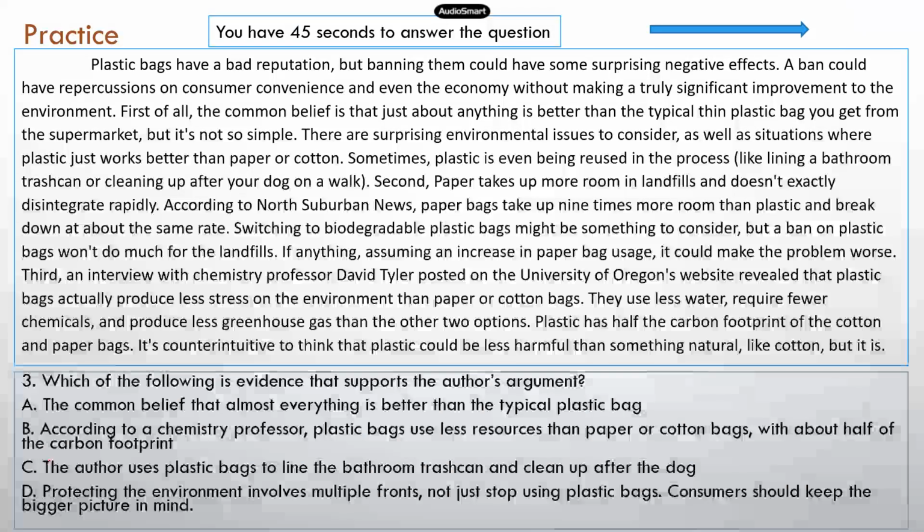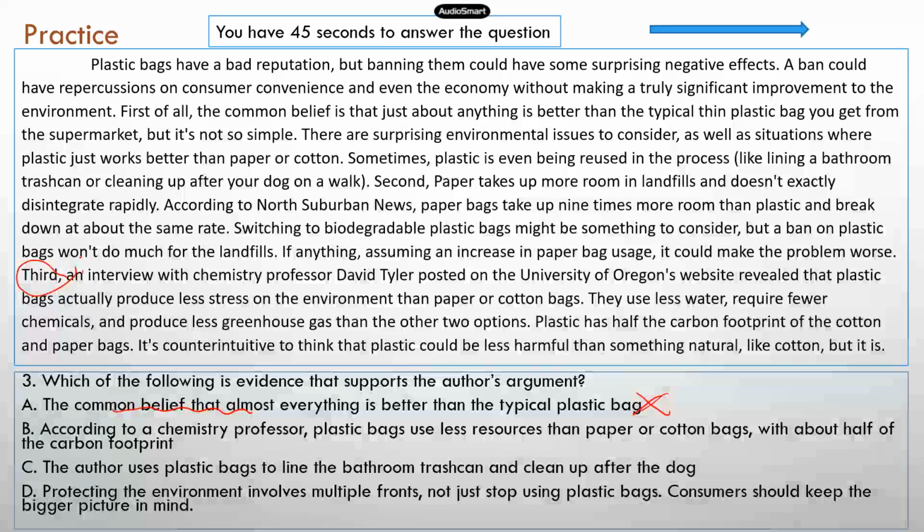All right, so this is about evidence that supports the author's argument. Is A, the common belief that almost everything is better than the typical plastic bags? No, that does not support the author's argument. The author is trying to argue about why this common belief is not true. B, according to a chemistry professor, plastic bags use fewer resources than paper or cotton bags, with about half of the carbon footprint, right? So that's the reason 3.